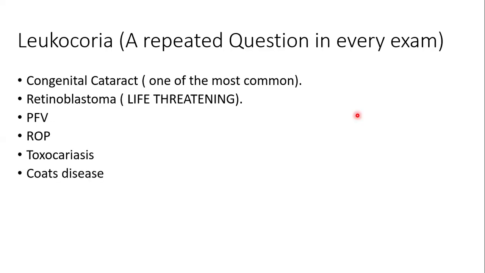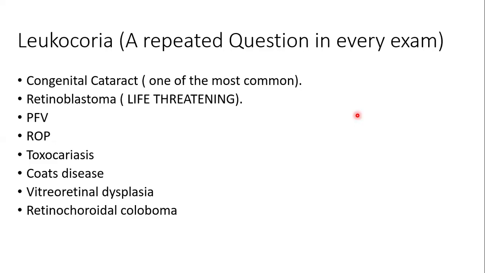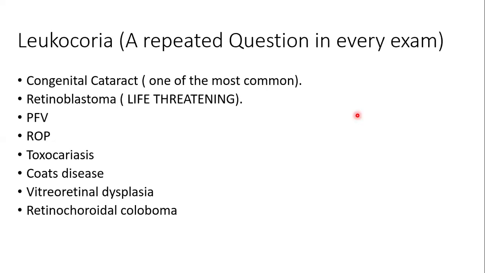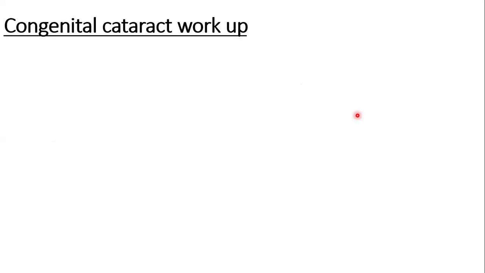Then we have toxocariasis, Coats disease, vitreoretinal dysplasia, retinochoroidal coloboma, large colobomas, and uveitis. Okay. So I will go through the congenital cataract, and I think retinoblastoma might be covered by the ocular tumors session. So I will cover the congenital cataract one.